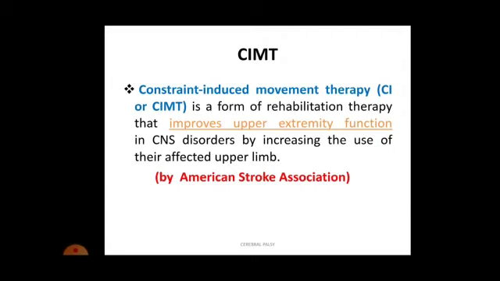So what is CIMT? It is a form of rehabilitation therapy that improves upper extremity function. It is specially designed for upper extremity function in CNS disorders by increasing the use of the affected upper limb. This is not only for cerebral palsy patients, it will be useful for stroke patients also. This therapy is recommended by the American Stroke Association, and it is applicable for CP also.